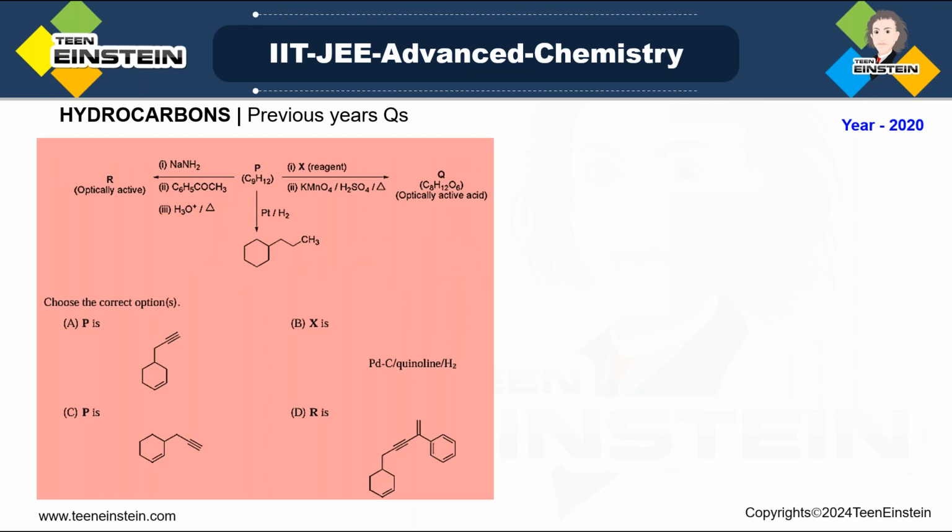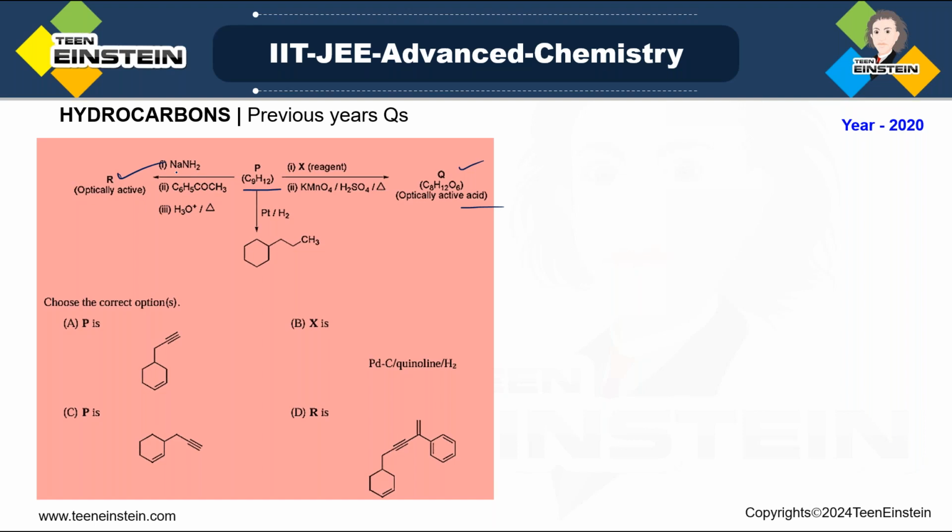Now in this question, we have to write many steps. Here P is your starting point, because look at the reagent arrow direction. On the left hand side the arrow is going towards optically active R. On the right hand side the arrow is going towards optically active acid, which is Q. The formula is also given.